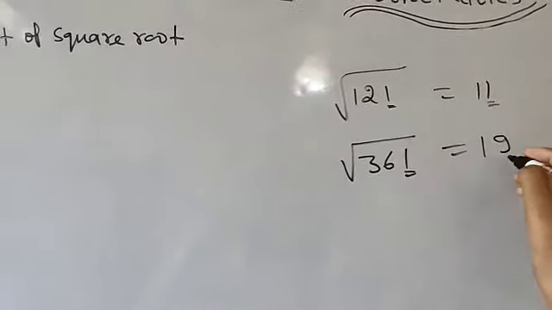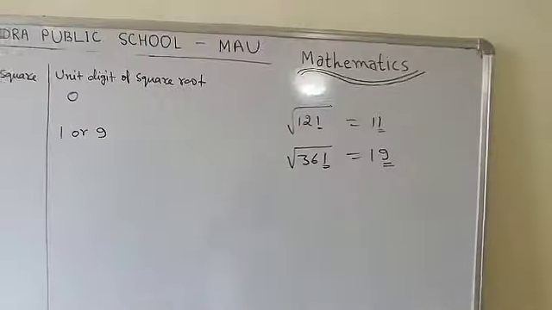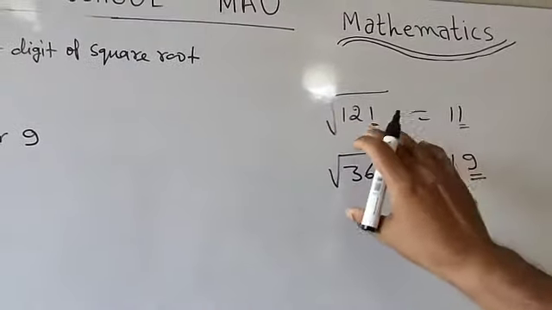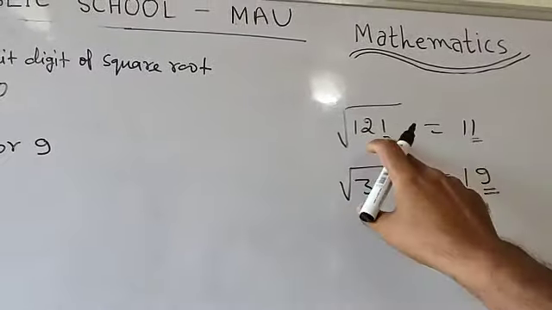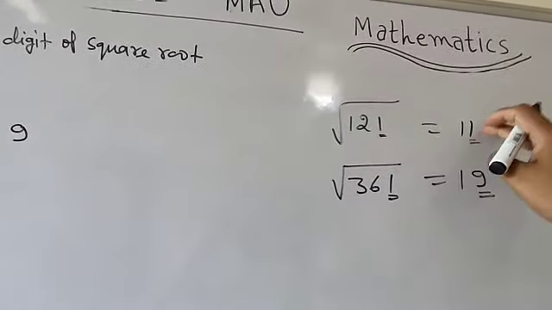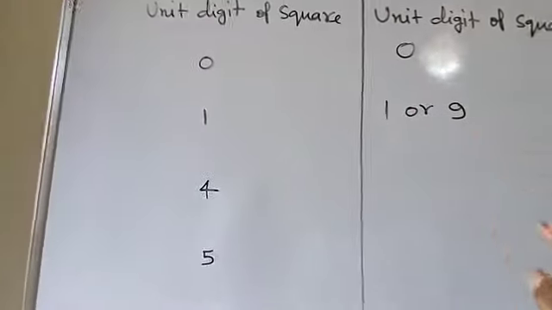It is 19, and here you are going to get unit digit 9. In the same way, whatever perfect square number you get, if you are going to find the square root of that number, and the unit digit of the perfect square number is 1, then at the unit place you will get either 1 or 9. So here I have written 1 or 9.